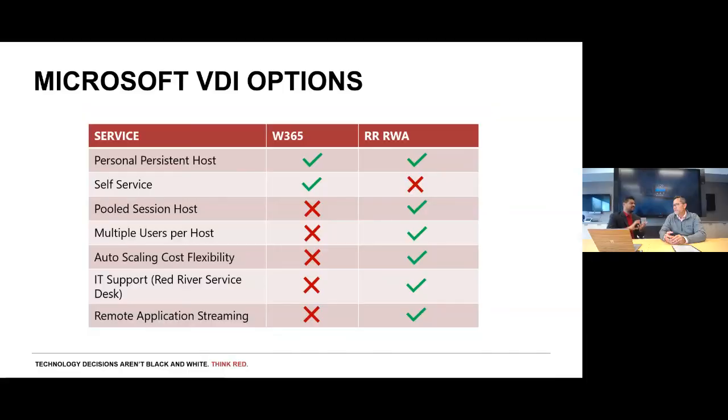So this slide here, I wanted to show the different options between Windows 365 and Remote Workforce Assist, which is the Red River branded managed service around Azure Virtual Desktop. Both have persistent personal hosts, and that self-service capability really is a Windows 365 feature. The nice thing about Remote Workforce Assist is we have the ability to layer in Windows 365 if that's important for you as well. So it's not an either or. It's really looking at the use case for your environment.